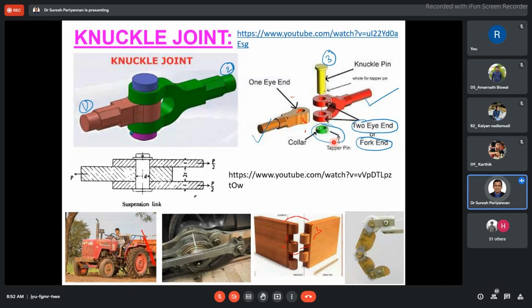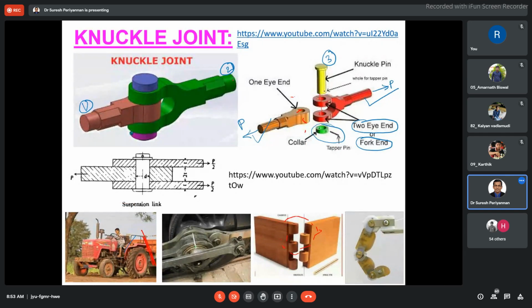The knuckle joint is very easy to assemble and dismantle compared to the quarter joint. Whatever we discussed earlier, the quarter passes through the socket and the spigot. Similarly, here we are using a pin for holding the eye end and fork in the appropriate position, using the knuckle pin. Now axial forces are acting at the ends of these two rods. It may be tensile, it may be compressive, but axial force.